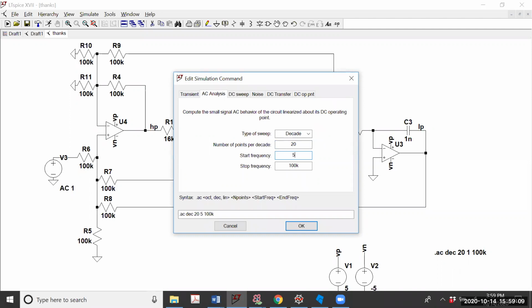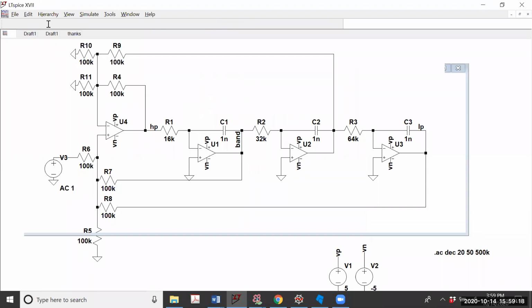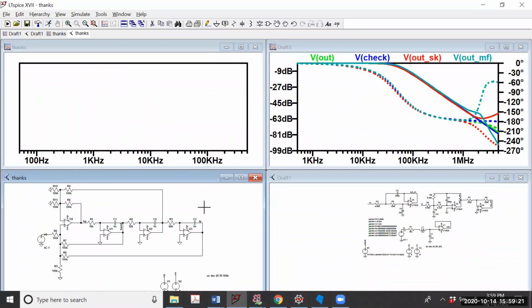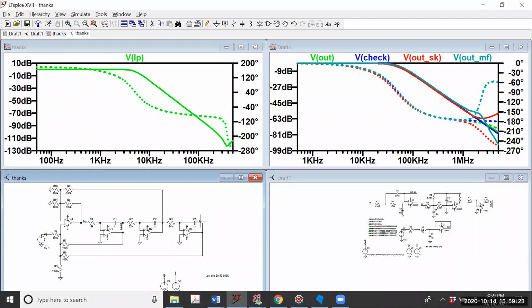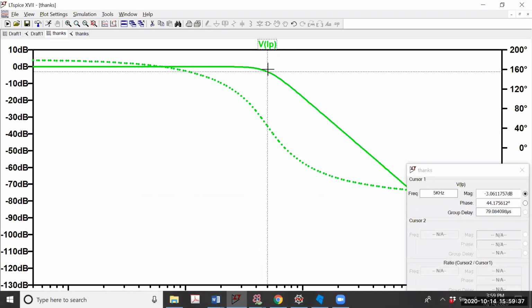So let's go from 50 to, let's see how that works. Okay. So it's 0 dB. And when I go plus or minus the same distance and just click on it, right, it's right at the cutoff frequency, minus 3 dB, you're very close.